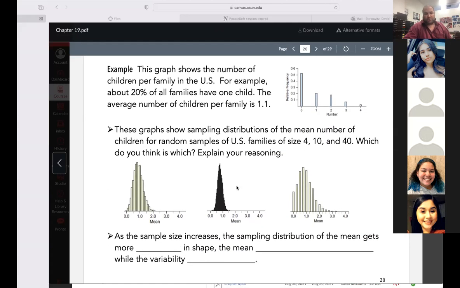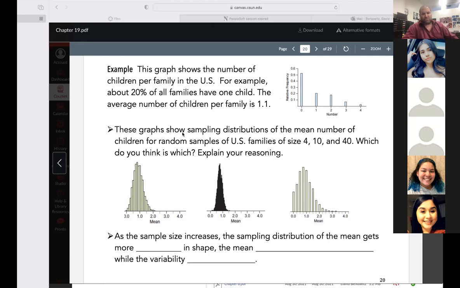Example. This graph shows the number of children per family in the United States. For example, about 20% of families have one child. And the average number of children per family is 1.1. More than half of families have no children. That's either a contrived example or surprising. But it is what it is.